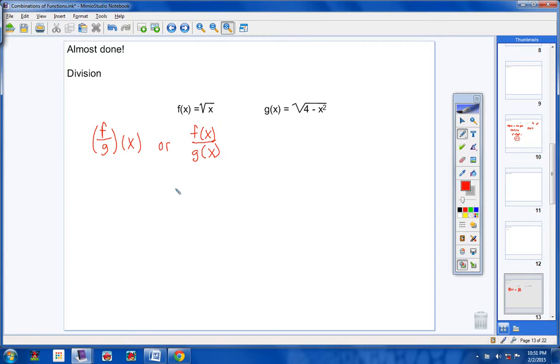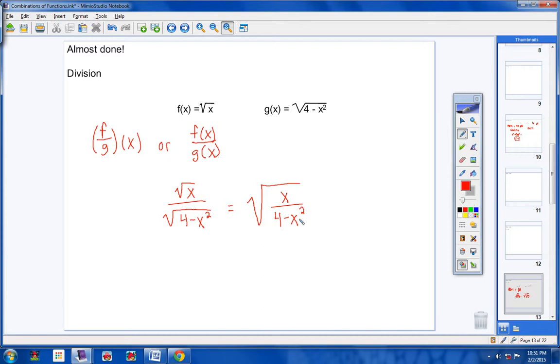So f, square root of x, over g, square root of 4 minus x squared. Okay? Now, students, look, let's really work this through. Let's talk this through together, okay? First of all, if you remember, when you have a square root over a square root, it is the exact same thing as this. You can put one big square root around the entire fraction.